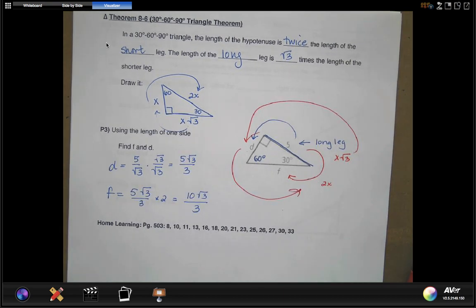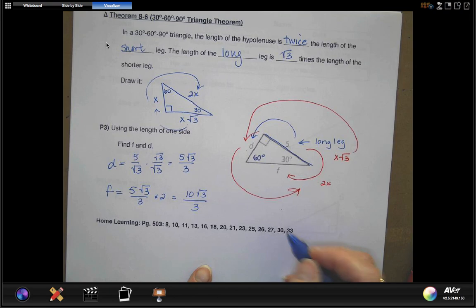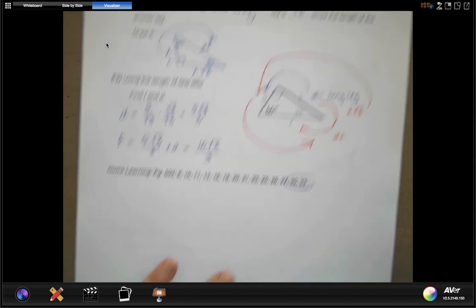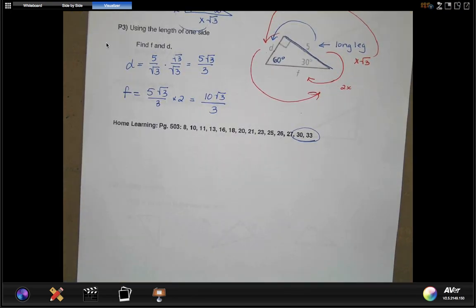Okay? All right, let's do a couple of these homework problems together. Let's see here. Some of them are pretty straightforward, so I'll just do the last two with you, okay? Because those ones are probably going to be your hardest ones. So let me find chapter 8 in here.